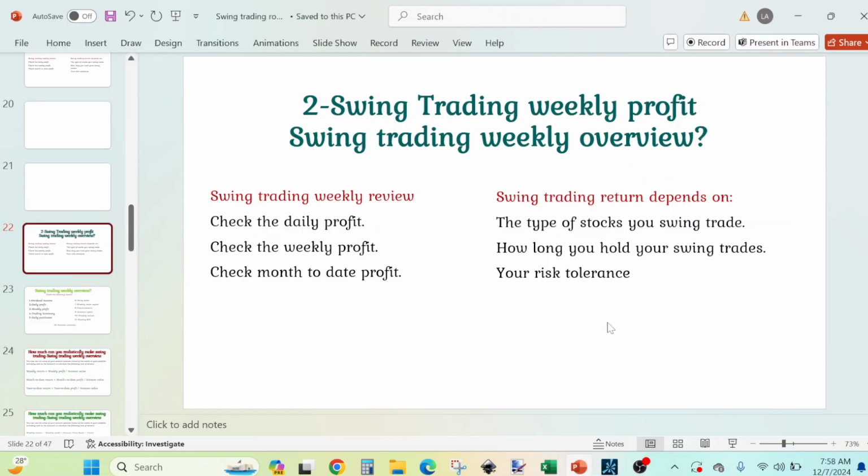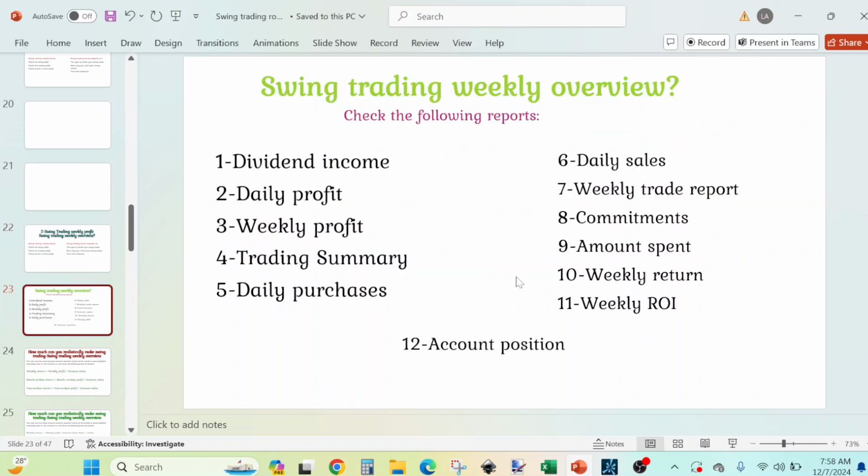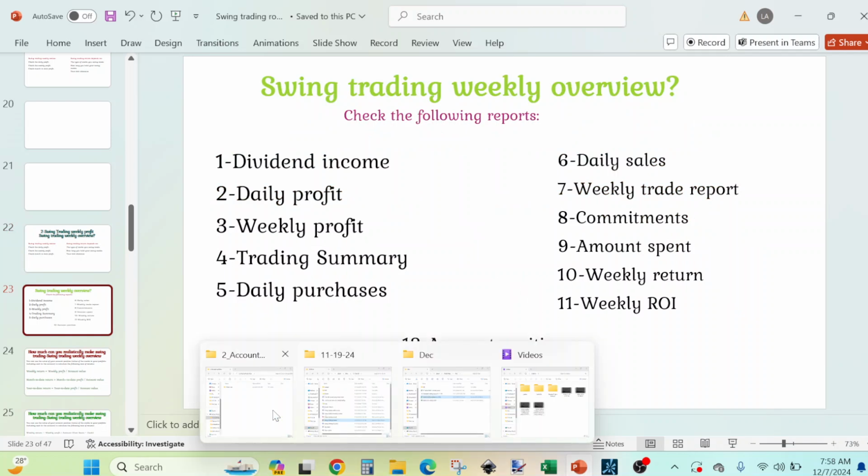Hello, swing trading weekly profits. So we are going to do our swing trading weekly overview, check different types of reports, and take a look at our account position as well. Let's see if we can open that.